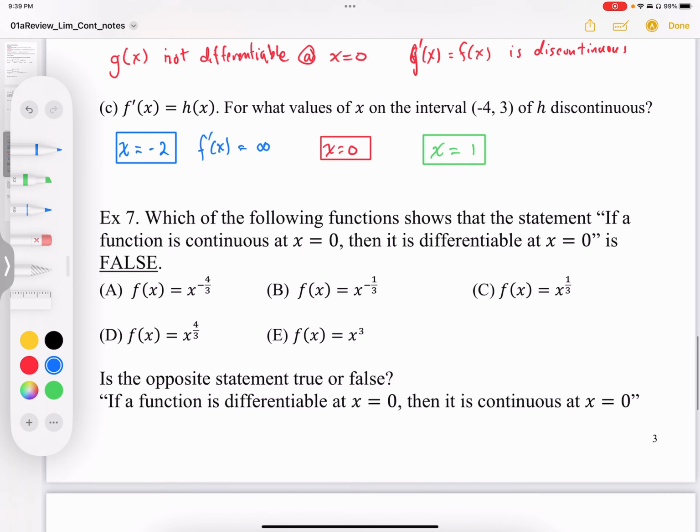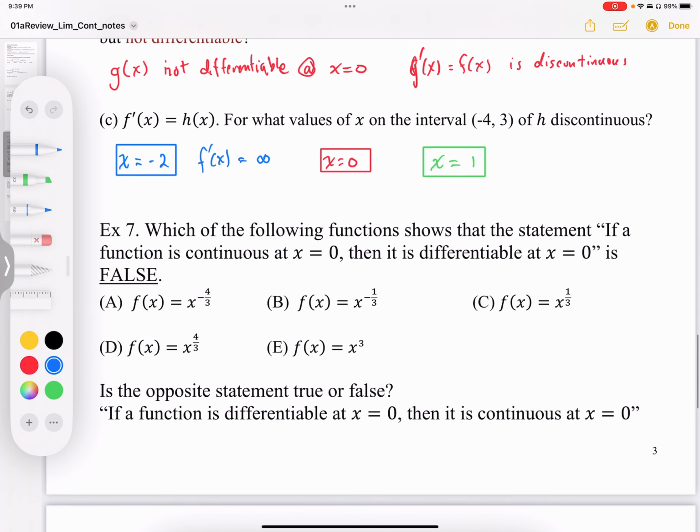In example 7, it says, which of the following functions show that the statement, if a function is continuous at x equals 0, then it is differentiable at x equals 0, is false. Okay, so if there's continuity but a kink, that's when we're going to have a non-differentiable point. So that would make this statement false. So which functions will have this kink at x equals 0?